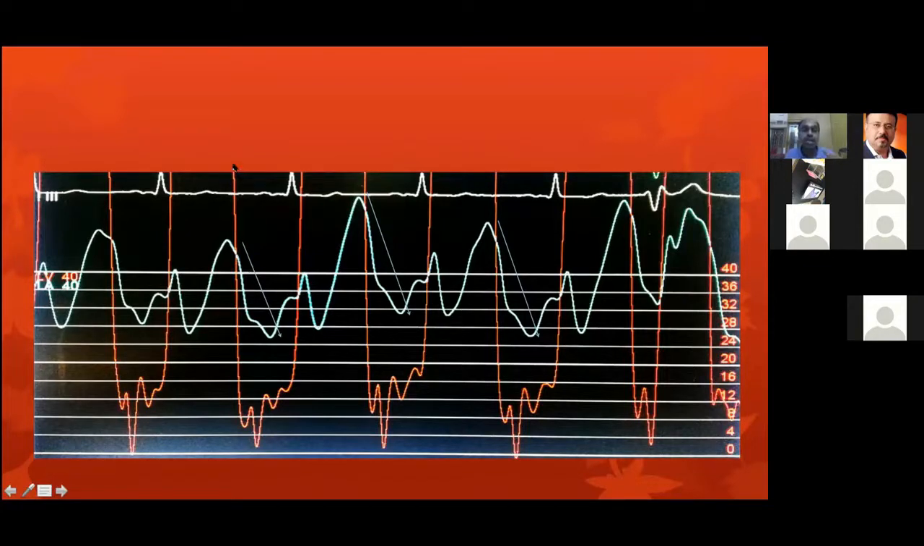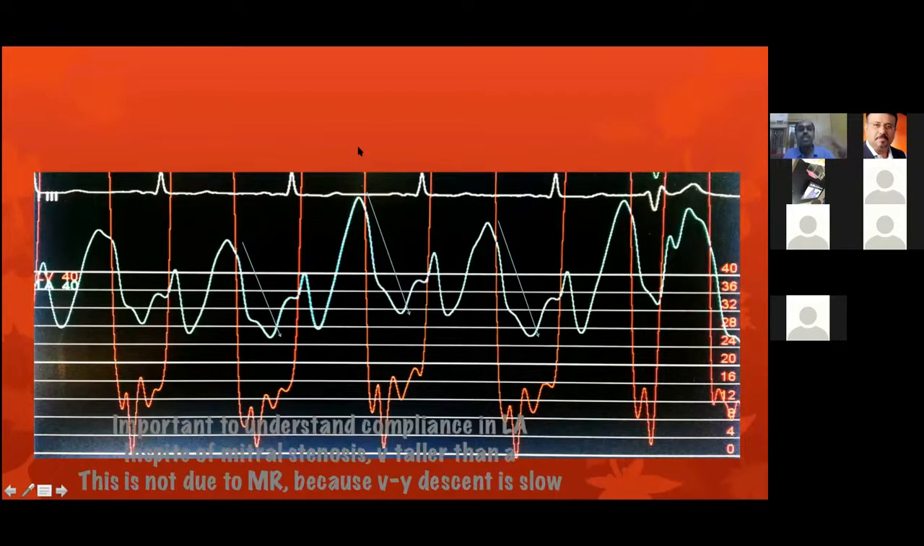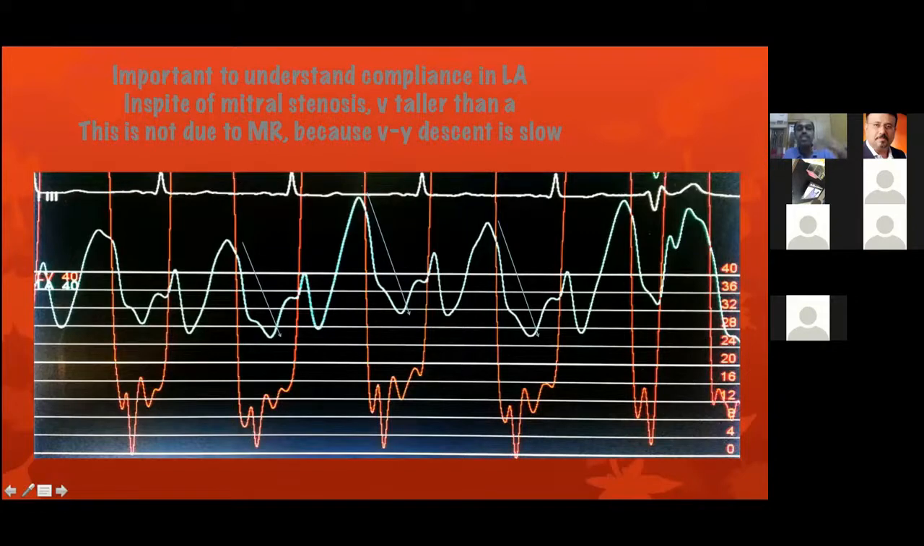The left ventricle has taken, in the isovolumic relaxation period, to come from 120 to 0 in a fraction of a second. But for the left atrium to decline from that peak of the V wave to the end of the Y descent takes such a long time that the end of the Y descent is actually seen in the middle of diastole. That means this VY descent is slow. That means this is mitral stenosis. So in mitral stenosis, VY descent is slow and it is not mitral regurgitation.